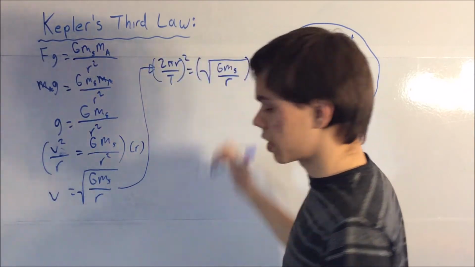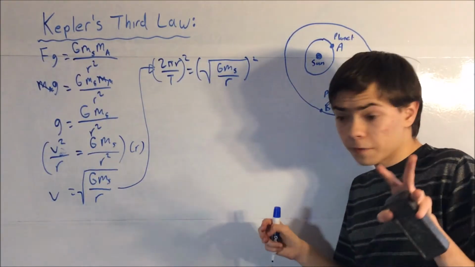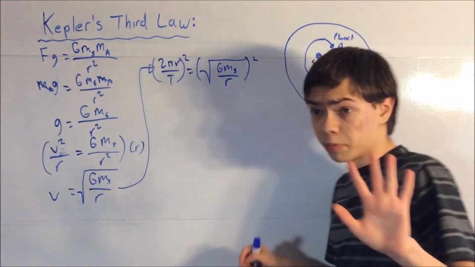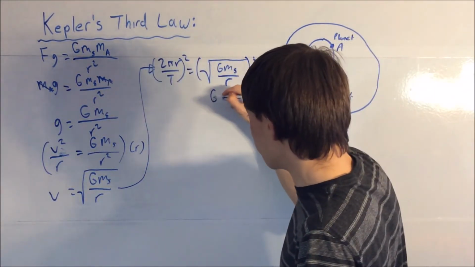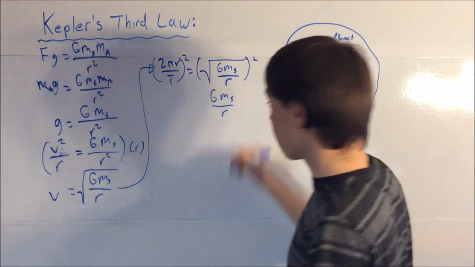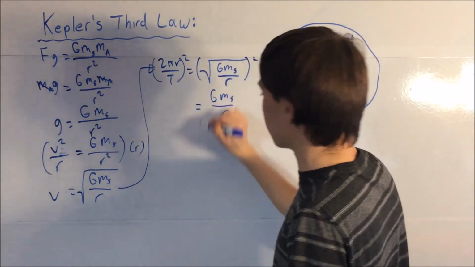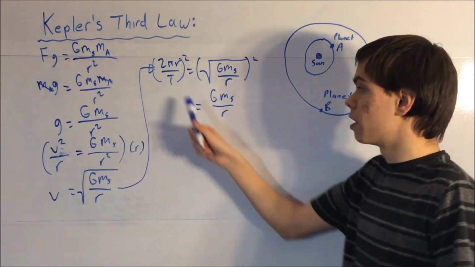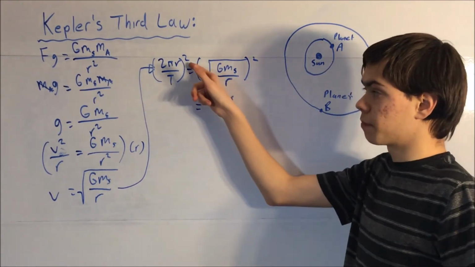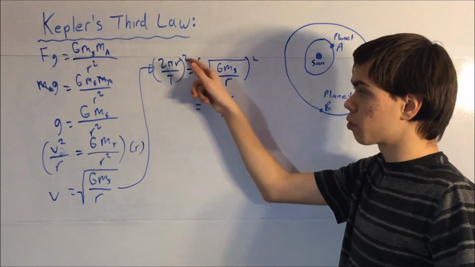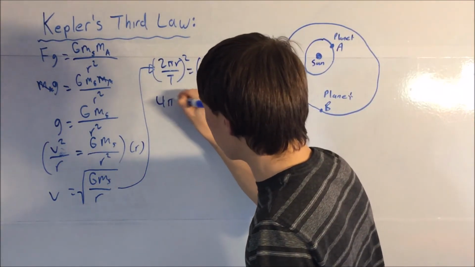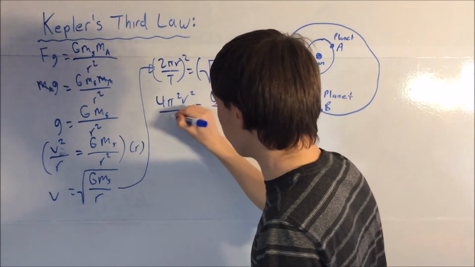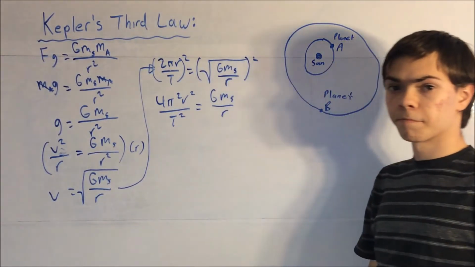And so this is where things start to get a little weird for some people. For some people, it's fine. I'll do my best to explain this. So if I square both sides, we know the square root goes away, so we're left with GMs over r. Now, what do we get on the other side? That's what we've got to focus on. Well, if we're squaring something with multiplication and division, it's 2 squared times pi squared times r squared. So it's going to be 4 pi squared r squared all over t squared.